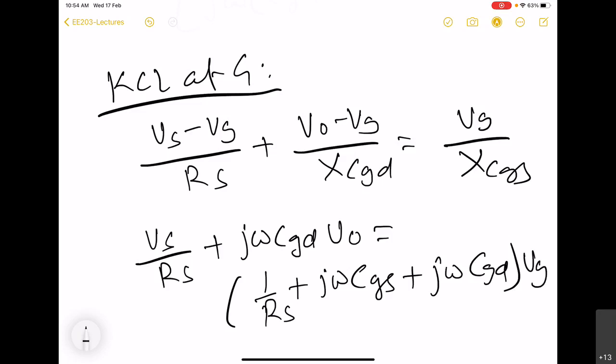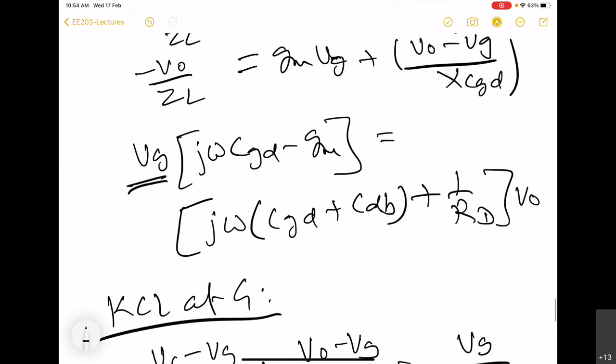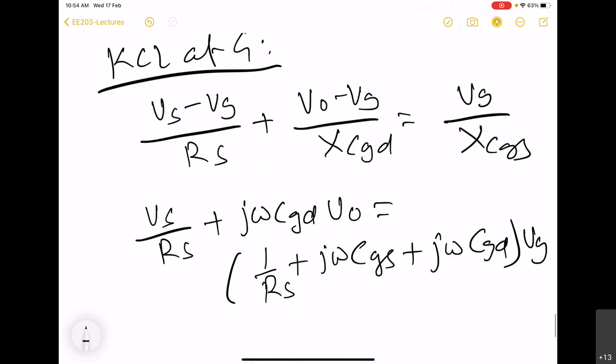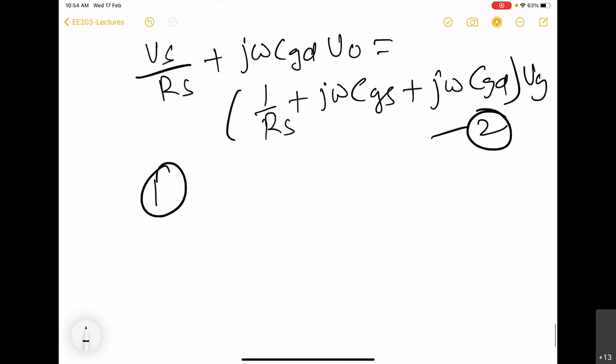So here we have equation 1, with VG on the left side. Here we have equation 2, with VG on the right hand side. So we can do 1 into 2. This will eliminate VG.